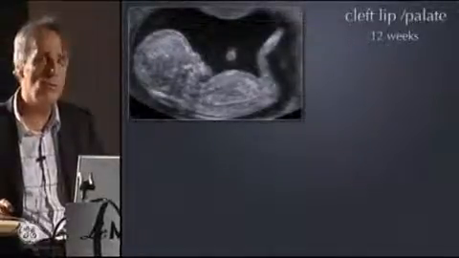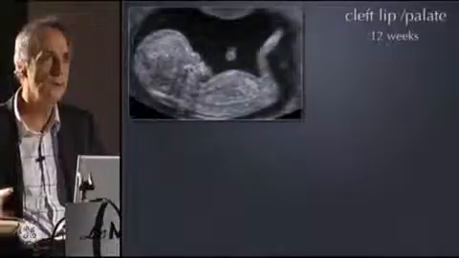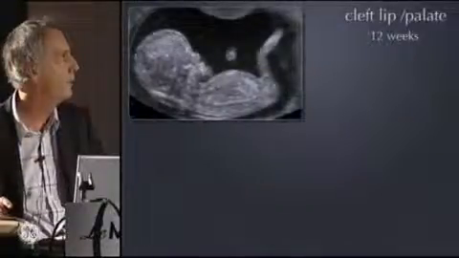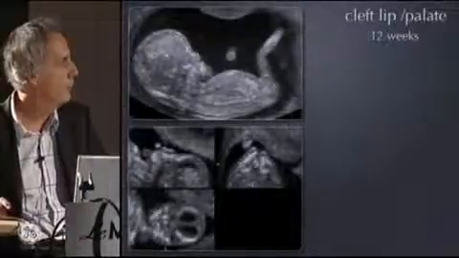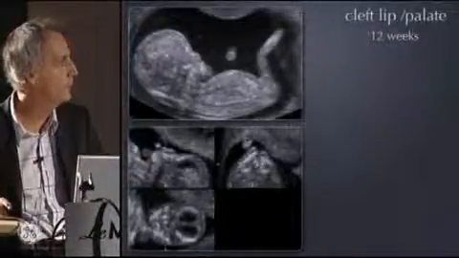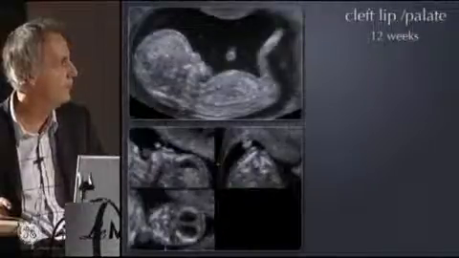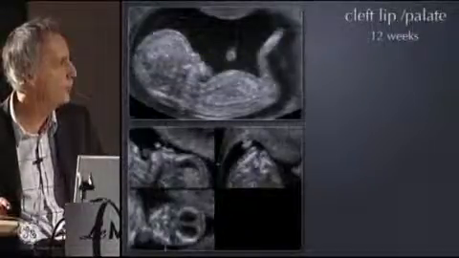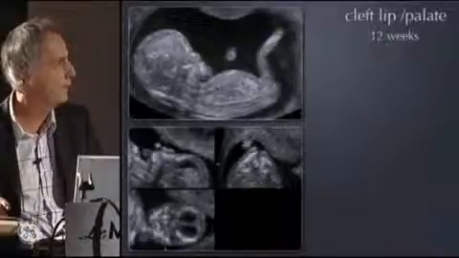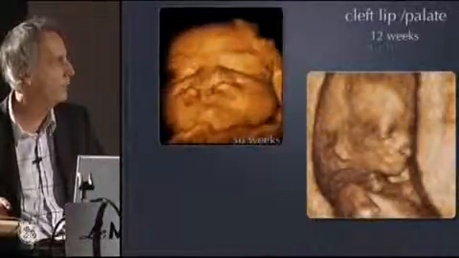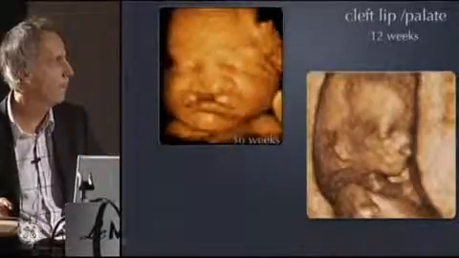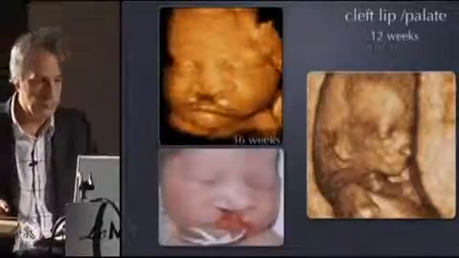In the first trimester of the pregnancy, it is really easy to have the view of the palate because you have no shadowing here. And this was a 3D rendering at 12 weeks with the cleft lip, the cleft in the alveolar ridge, and the cleft in the palate. And the same fetus at 36 weeks, and at birth.